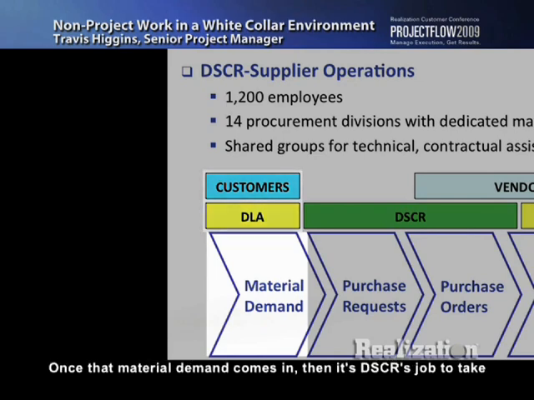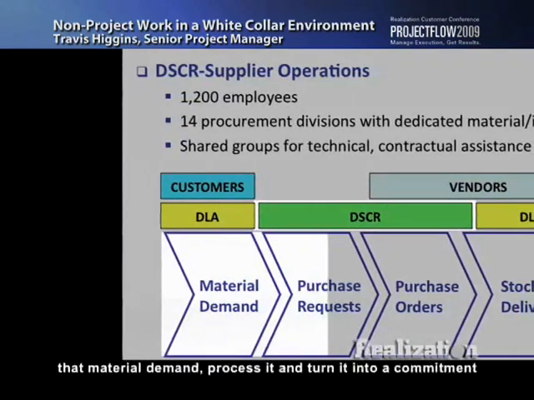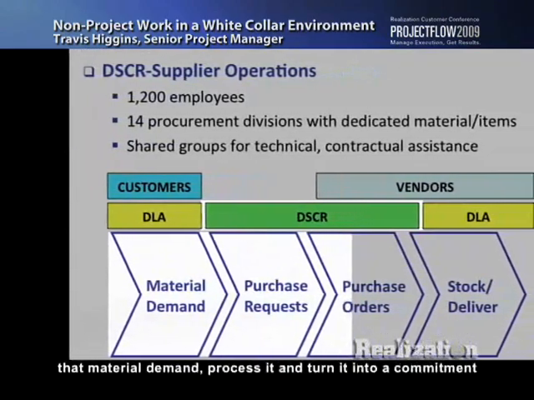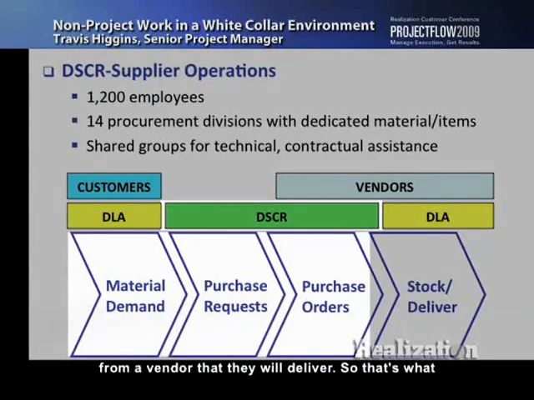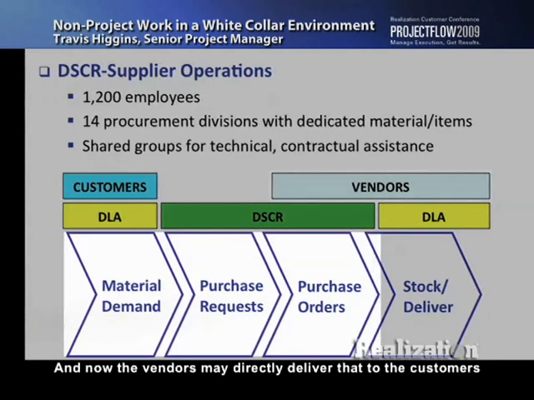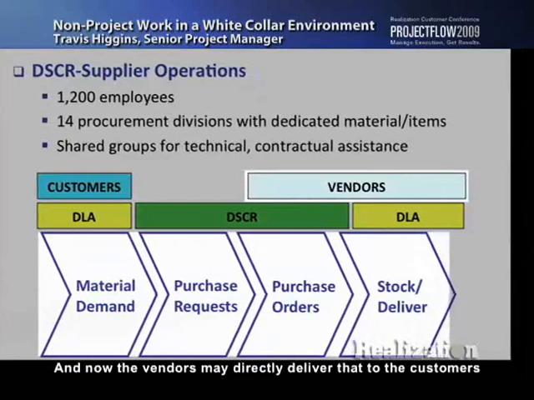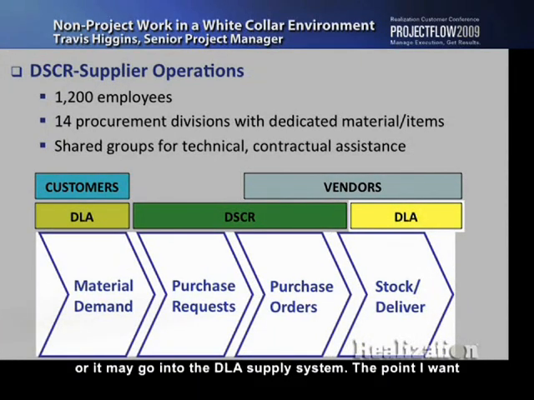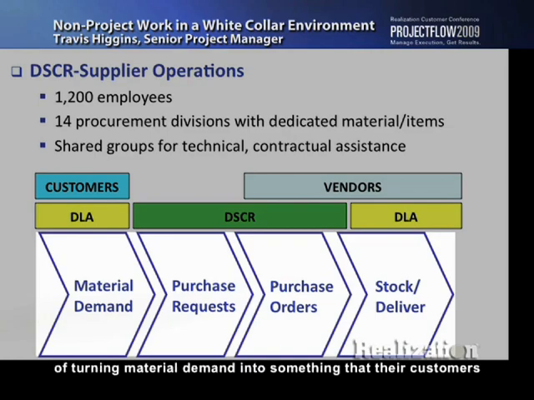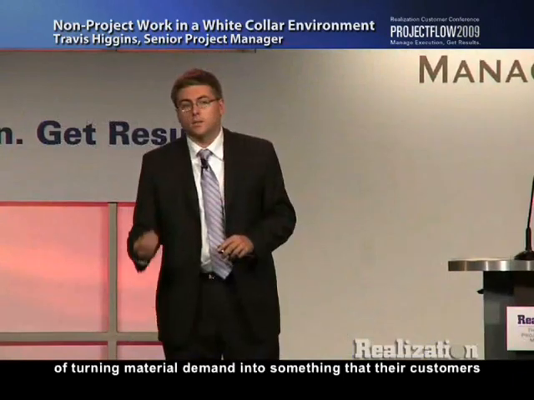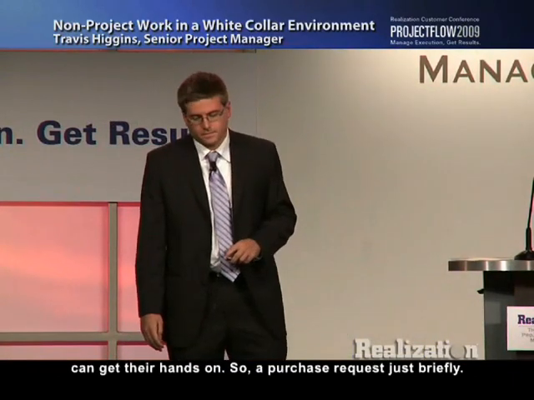Once that material demand comes in, then it's DSCR's job to take that material demand, process it, and turn it into a commitment from a vendor that they will deliver. So that's what the purchase request block represents, and the purchase order also. And now the vendors may directly deliver that to the customers, or it may go into the DLA supply system. The point I want to make here is that DSCR does not own the supply system, the distribution network, but DSCR does own this process of turning material demand into something that their customers can get their hands on.